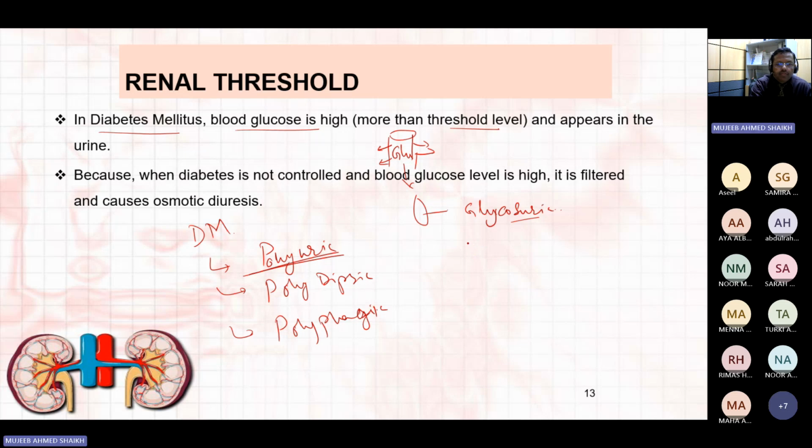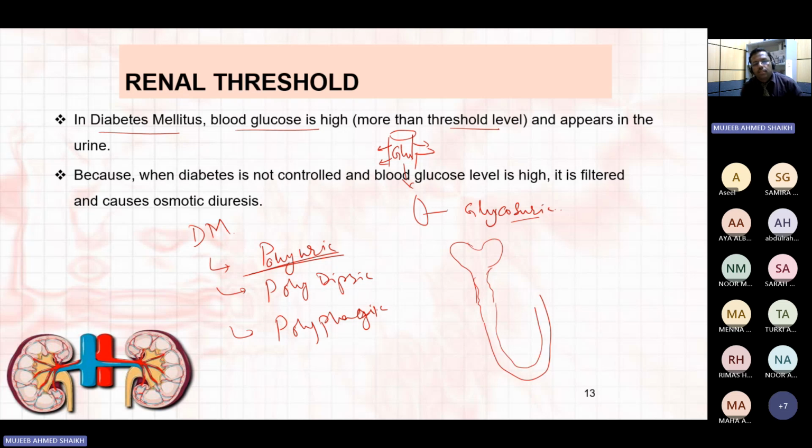What is the reason of polyuria in diabetes mellitus? No answer. You finished the endocrine block and you are not able to tell me why it is happening.